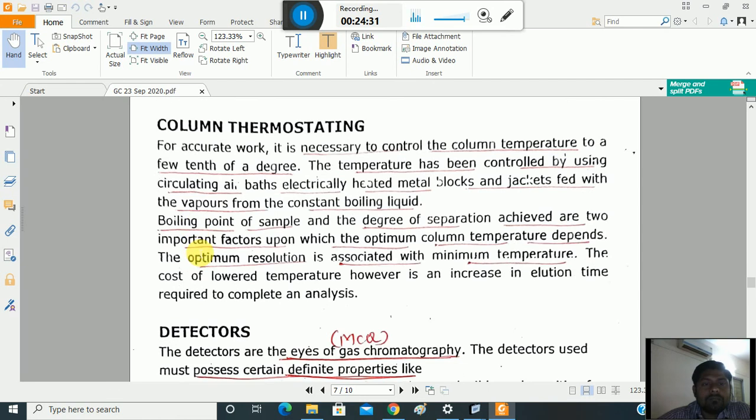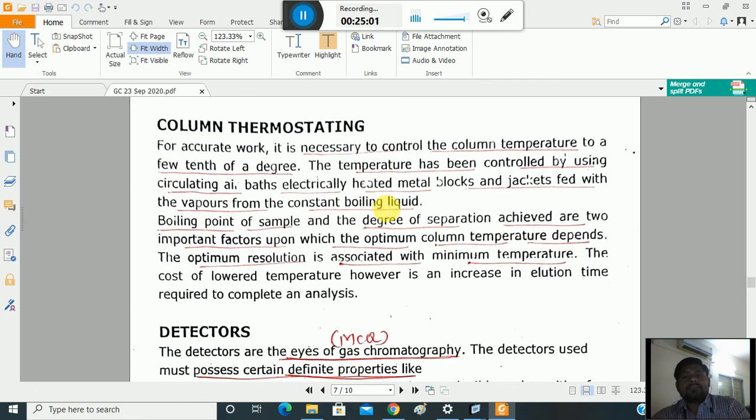Okay, column thermostating. What is a column thermostat? Why is it necessary? It is necessary to control the column temperature to a few tenths of a degree. How is that temperature controlled? It is very simple, by putting in some bath, like circulating air baths, electrically heated metal blocks, or some jackets that are fed with vapors from a constant boiling point liquid.